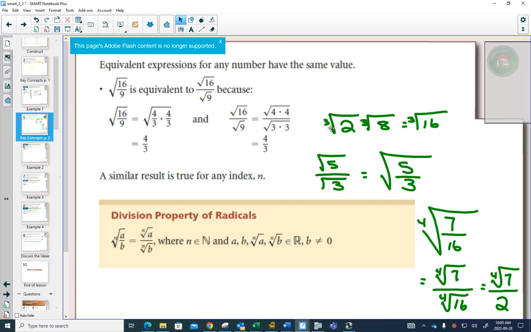Now, historically, there were reasons for wanting to simplify things. Historically, before calculators, it was much easier to do the 4th root of 7 than it was to do the 4th root of 7 over 16. And it was really easy without a calculator to divide something by 2. That's pretty straightforward math. You guys know how to do that.